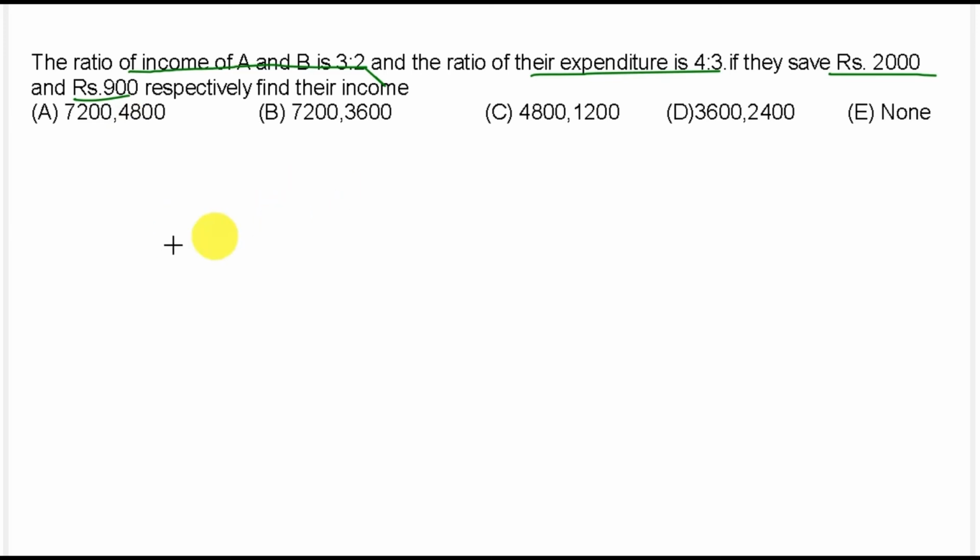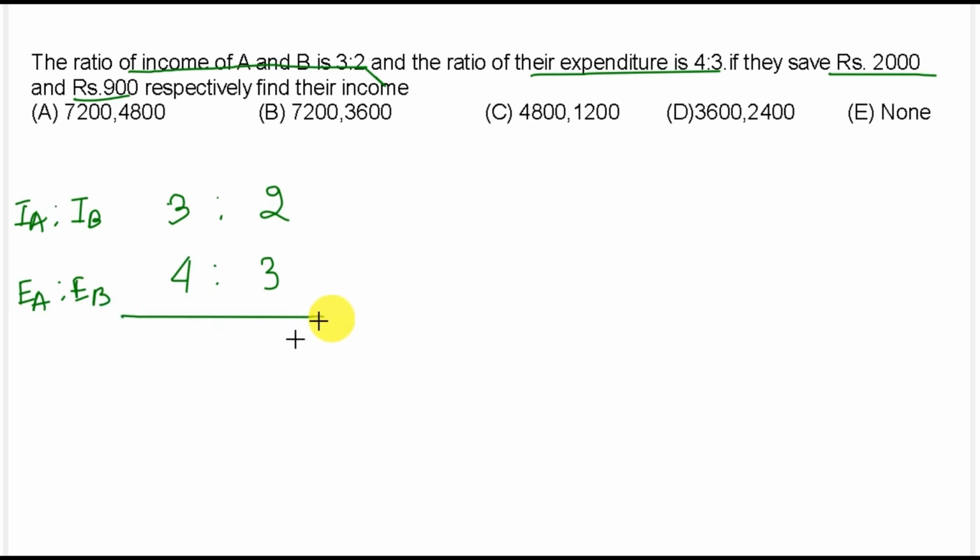So as usual we have to write like this. Here what is given, 3:2 is given. This is the income of A and B, and then write the ratio of expenditure, 4:3. So this is the income ratio, right, and this is the expenditure ratio, right?